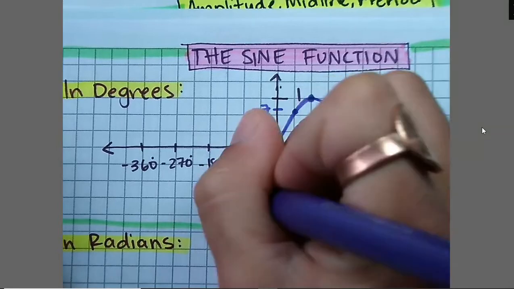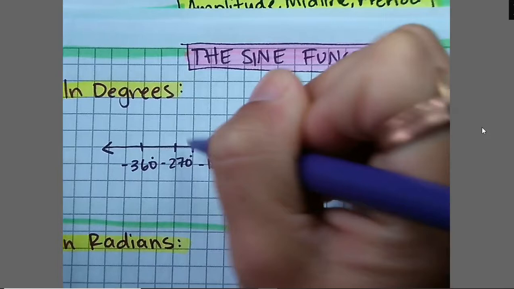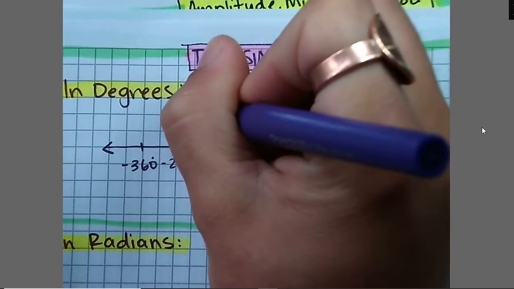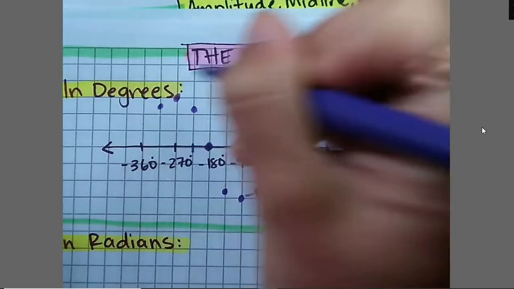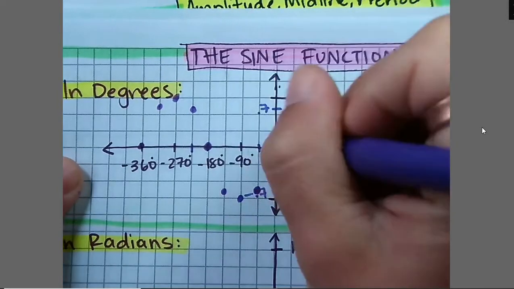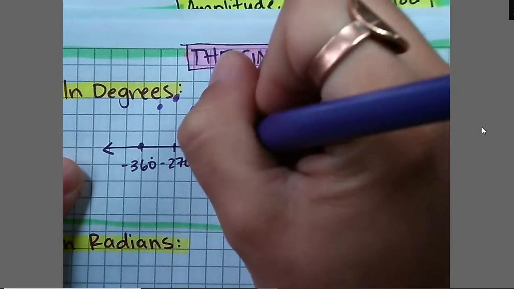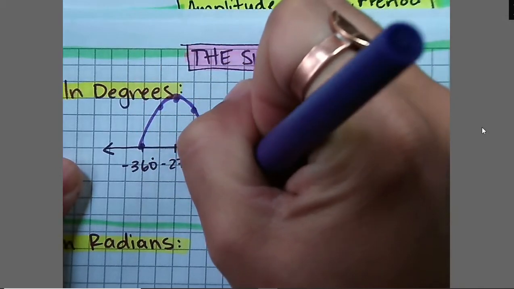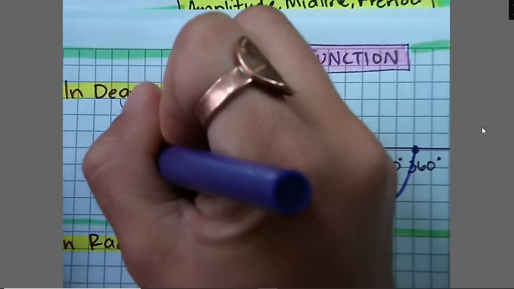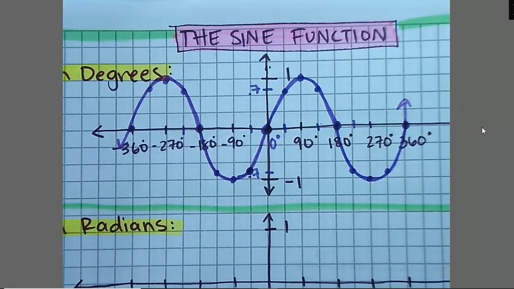Then it's going to follow this pattern again. It's going to go back to negative 0.7, then to 0, then up to 0.7, then up to 1, then 0.7, then 0 again. So this wave will actually continue as many times as we want to go around the circle. It goes on forever in that direction, and it also goes on forever in this direction. So this is how we get our sine function from the unit circle.